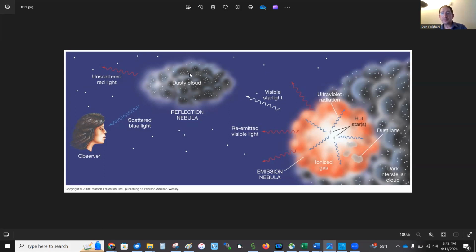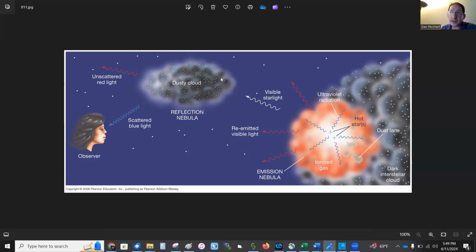But here we have a cloud of dust. It's a little bit disconnected, and it's not along the line of sight. It's floating up above or below or to the left or the right. And light from the star-forming region, the H2 region, goes in all directions, not just to our eyes. Some will go up into this cloud, and that light will be scattered by the dust. Dust scatters light, and it scatters blue light preferentially.